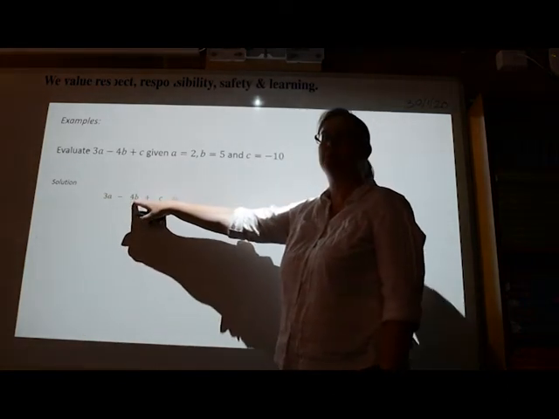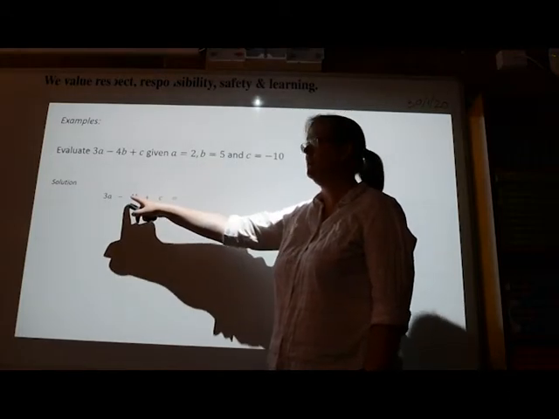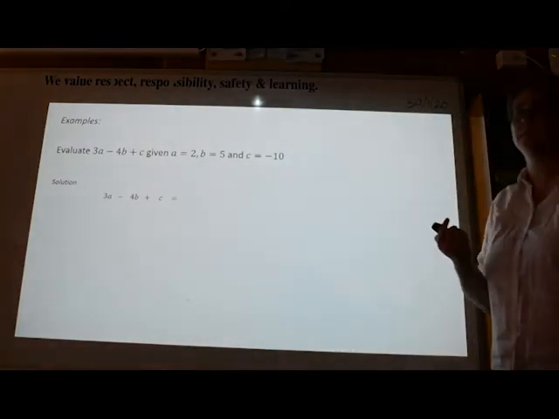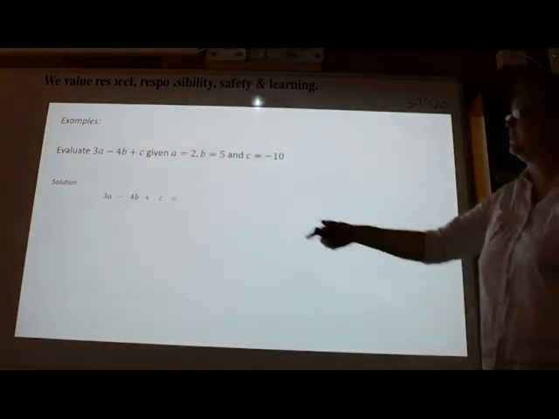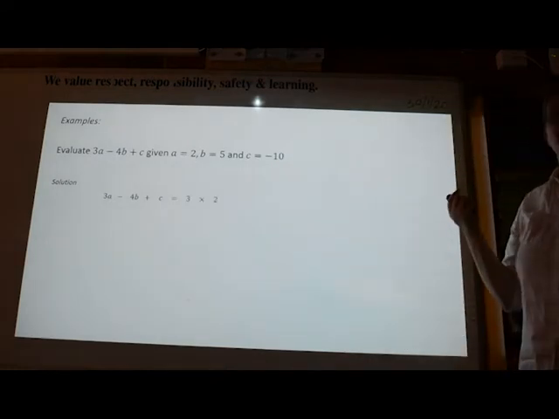What about here? It's 5. It's going to be 4 times 5. And then the c, which is? 1. Minus 10. So there's our first one.